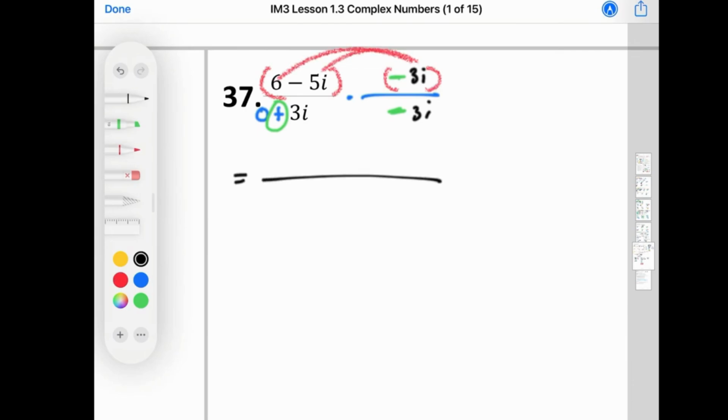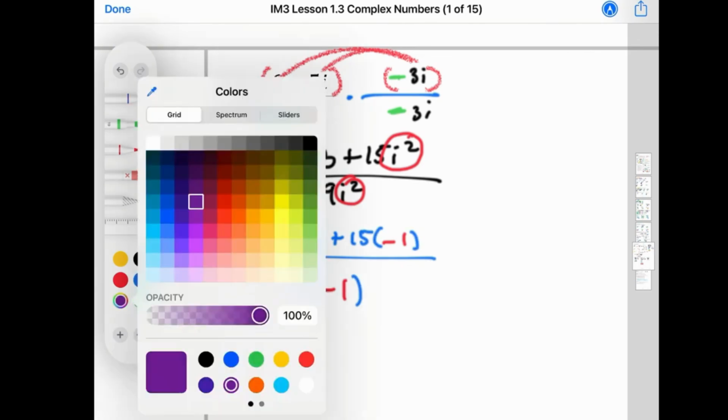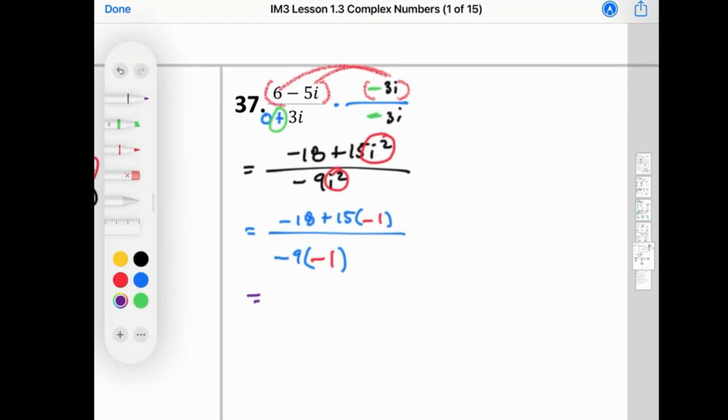So that's going to give us 6 times negative 3i is negative 18i. Negative 5 times negative 3 is positive 15, and that becomes i squared. 3i times negative 3i becomes negative 9i squared. Big idea is that i squared becomes negative 1. That becomes negative 1. So negative 18i plus 15 times negative 1, and negative 9 times negative 1. So this will give us, I made a mistake. Did you see that? I caught it. Okay, so negative 18i minus 15 over positive 9.